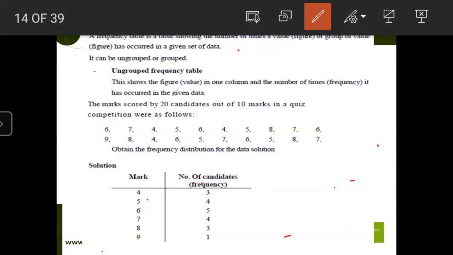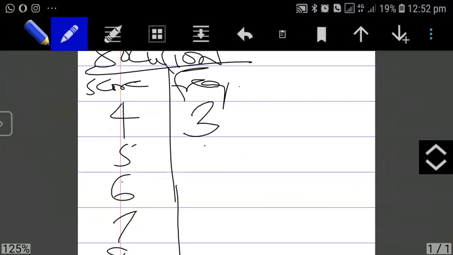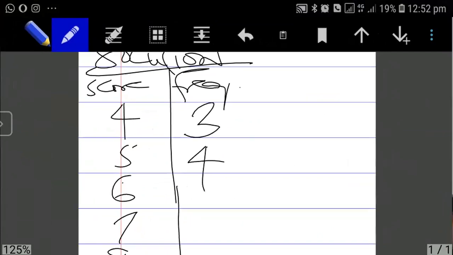Let's count for 5. 1, 2, 3, 4. Okay, let me put this one so that if there's anything that we didn't check at the end, we know. So 5 appears 4 times, right? This will be 4.